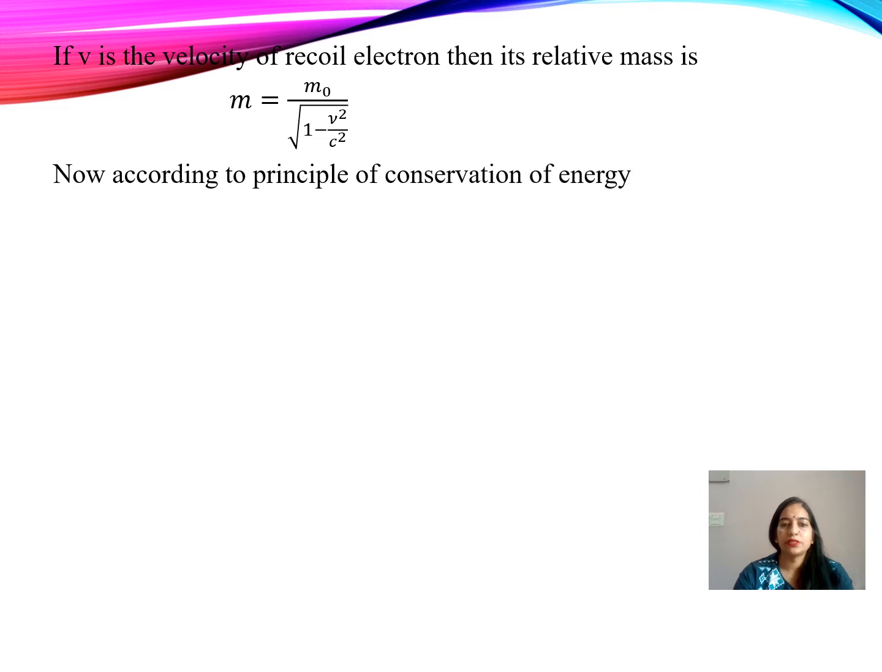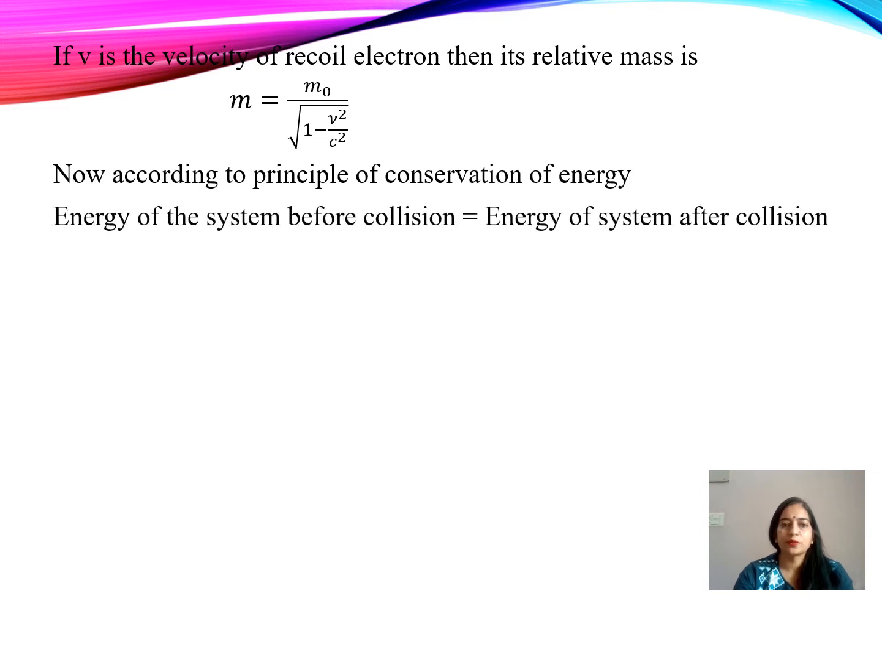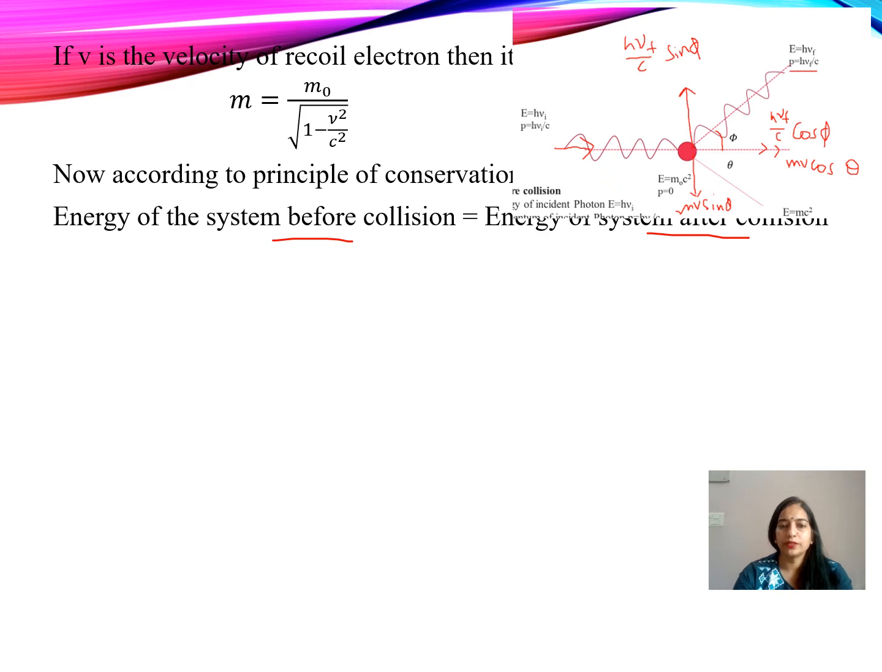Now according to the principle of conservation of energy, the energy of the system before collision equals the energy of the system after collision. If you remember the diagram which I showed in the last slide, the energy before collision for the photon is h nu I and for the electron is m naught c square, and after collision the energy of the photon is h nu final plus mc square of the electron. So we have equation 1: h nu I plus m naught c square equals h nu f plus mc square.